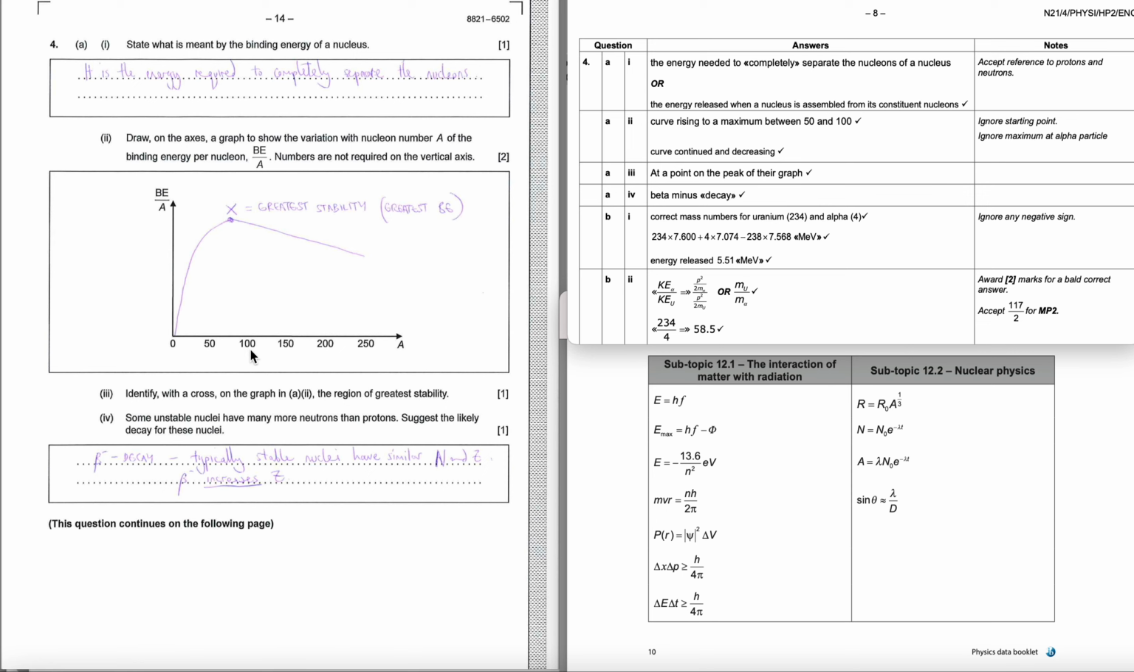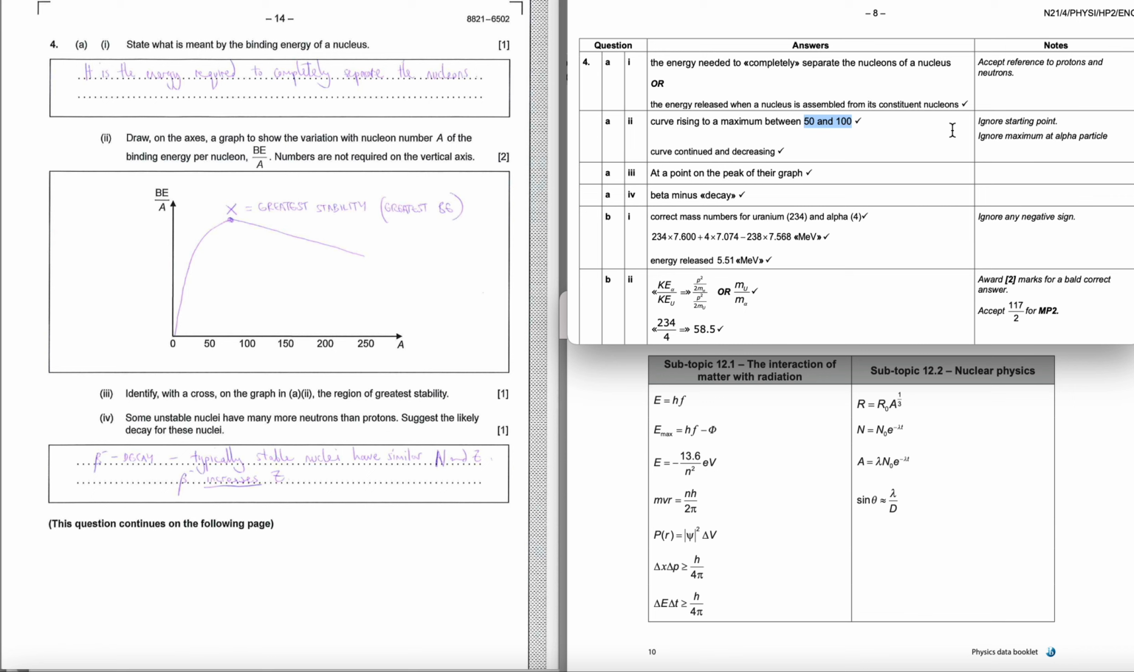You should be aware that iron is our most stable element. It has a mass number, a nucleon number, in the 50s. So we're expecting that greatest stability, the greatest binding energy in other words, to be somewhere between 50 and 100. You can see in the mark scheme there's a nice range that we're allowed in terms of making sure that we get that correct, between 50 and 100. Hopefully you were able to get somewhere there.